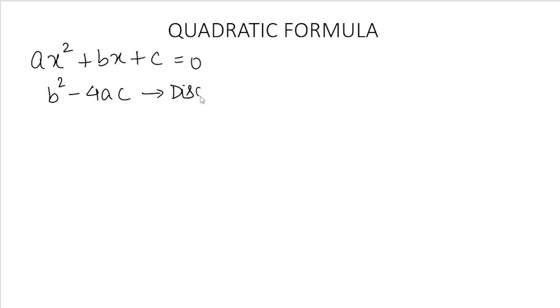Hello students, today we are going to discuss the quadratic formula. Now, the standard form for a quadratic equation in one variable is given by ax² + bx + c = 0. If we solve for b² - 4ac, this value is called the discriminant.